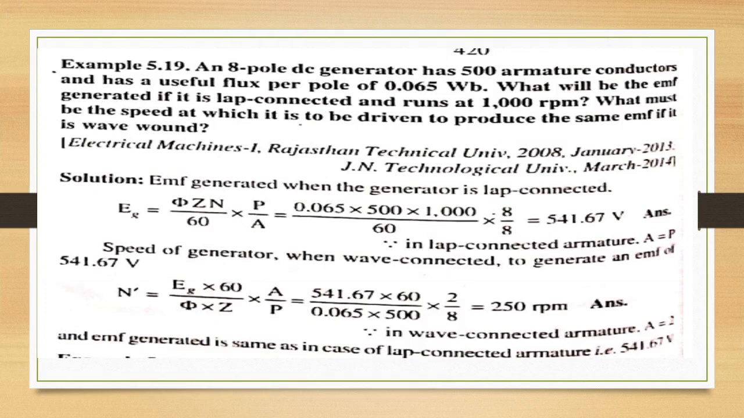Next numerical. An 8-pole DC generator has 500 armature conductors and has a useful flux per pole of 0.065 Weber. What will be the EMF generated if it is lap connected and runs at 1000 rpm? What must be the speed at which it is to be driven to produce the same EMF if it is wave wound? So again, substituting all the values in EMF equation, 541.67 volts for lap connected. Speed of generator when wave connected is Eg into 60 by φZ into A by P, that is 250 rpm. In wave connected, A is equal to 2 and EMF generated is same as in case of lap connected winding.